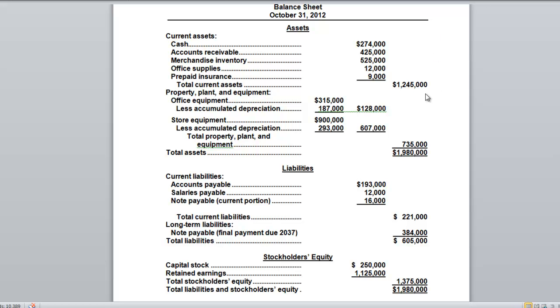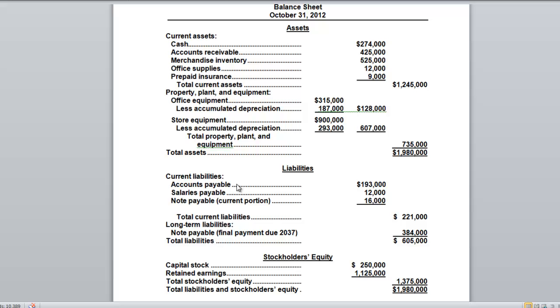The total of our current assets and our property, plant, and equipment, which is also known as PP&E, or fixed assets, is $1,980,000. Now, this is the total of our assets, and we know based on the accounting equation that our liabilities and owner's equity are going to equal the same thing. So let's take a look here.